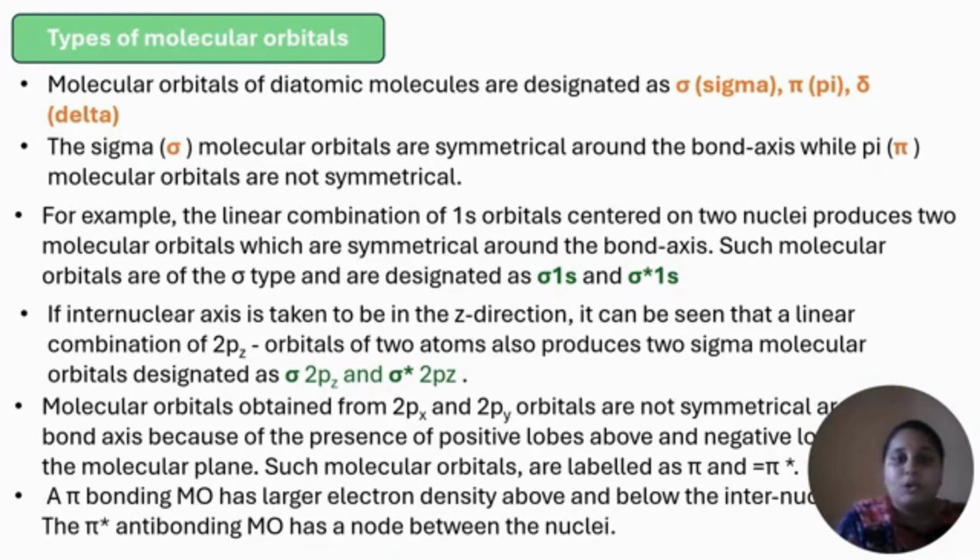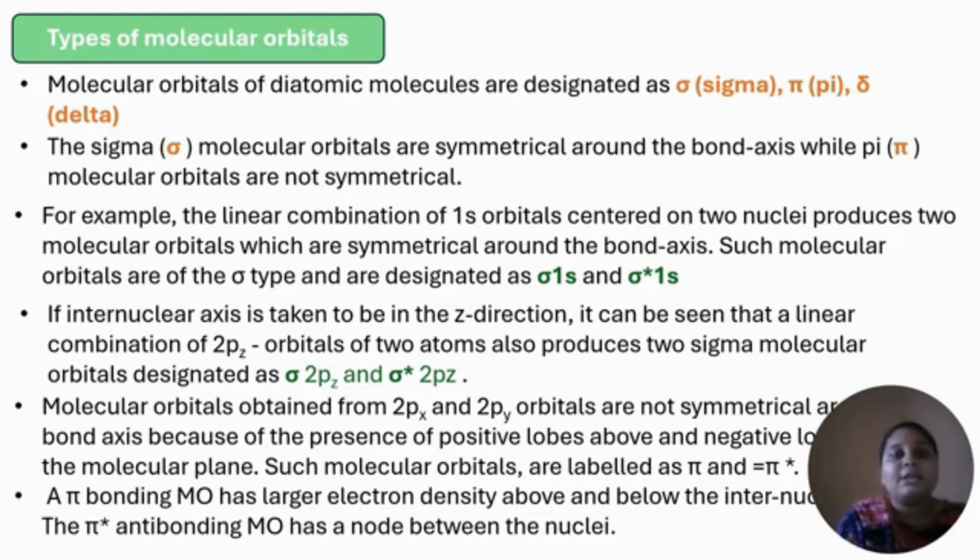The next topic is types of molecular orbitals. Molecular orbitals of diatomic molecules are designated as sigma, pi and delta. The sigma molecular orbitals are symmetrical around the bond axis, while pi molecular orbitals are not symmetrical. The combination of 1s orbitals gives sigma 1s and sigma star 1s, whereas if the internuclear axis is taken as the z axis, the combination of 2pz gives sigma 2pz and sigma star 2pz. So this produces two sigma molecular orbitals.